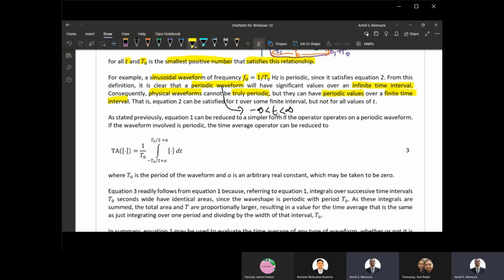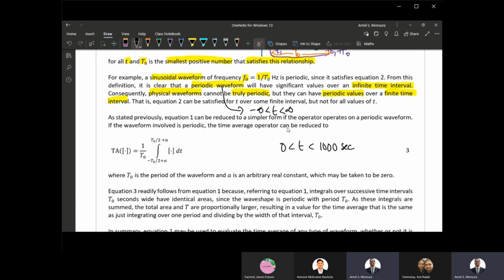Okay? So, say for example, sabihin natin periodic yung signal ninyo or yung waveform ninyo from t equals 0 up to t equals, say, 1,000 seconds. Okay? So, yung physical waveform natin will have a duration of 1,000 seconds. Okay? But mathematically, that waveform is not really a periodic signal. Maaring periodic siya sa interval na to, but not for the entire range. Okay?